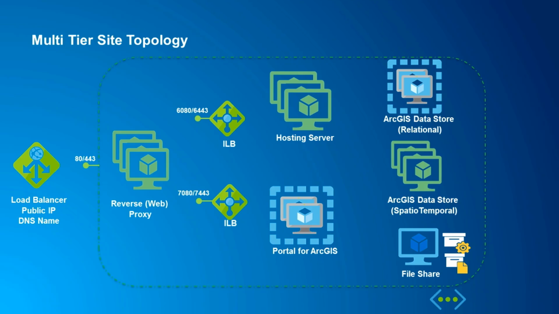You can also have the ArcGIS data store for spatiotemporal, and you can scale that out to many machines. There is also a file share machine which stores the ArcGIS server config store and the content store. This is needed for ArcGIS server. And the dotted rectangle around it represents the virtual network to which these machines belong.